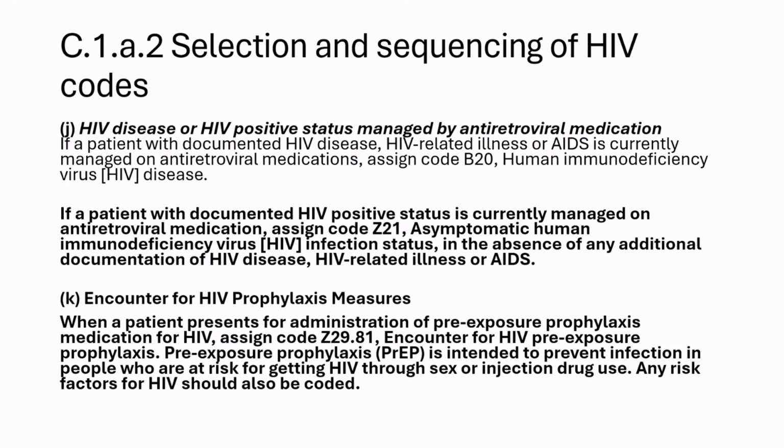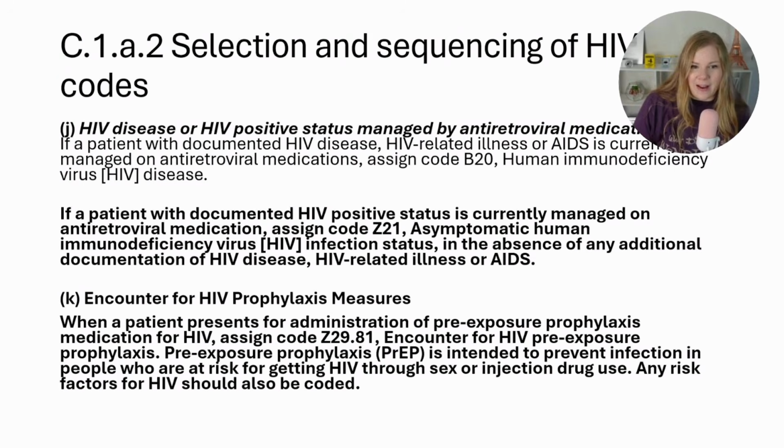C1A2, selection and sequencing of HIV codes. Section K here is brand new, but it was not bolded in the guidelines. That was something I caught as I was reading through them. I thought, this whole section looks new, but they forgot to bold it. I checked back on the April updates and it wasn't added then.